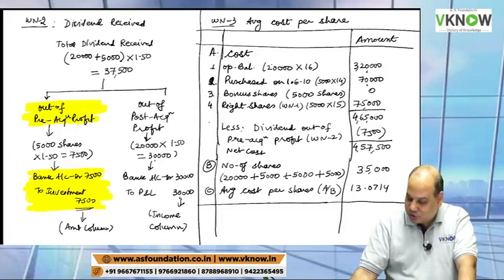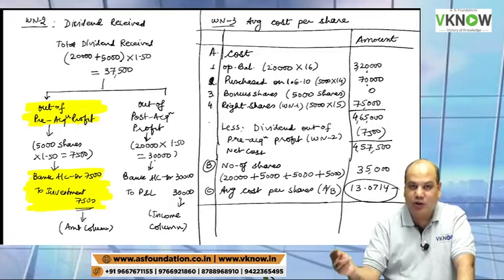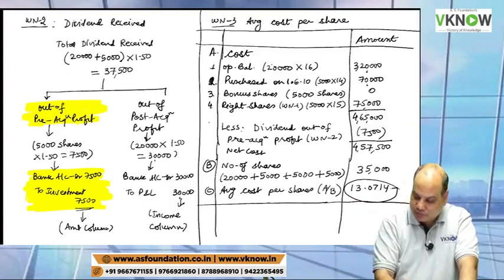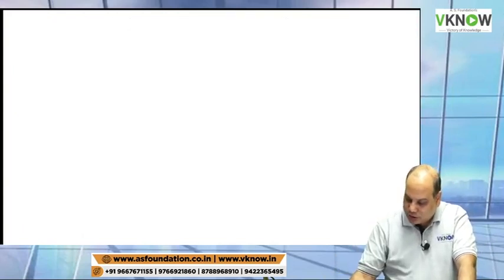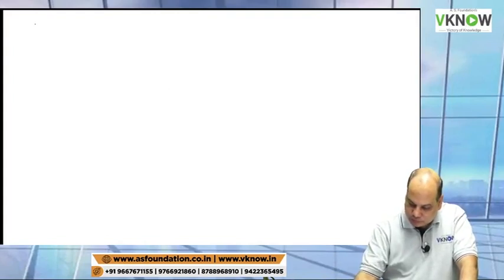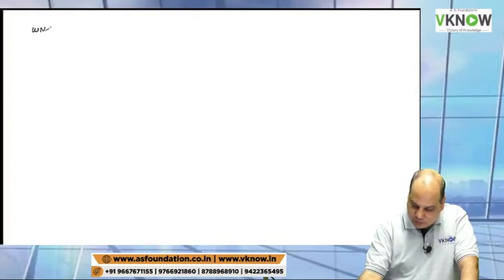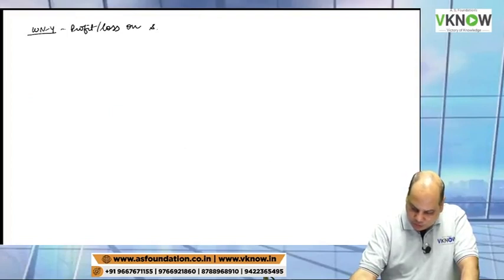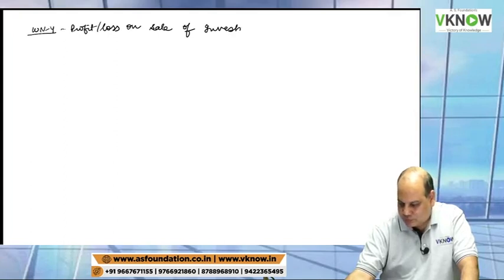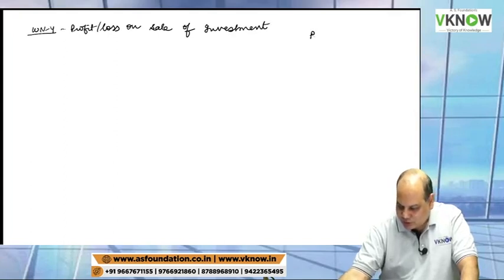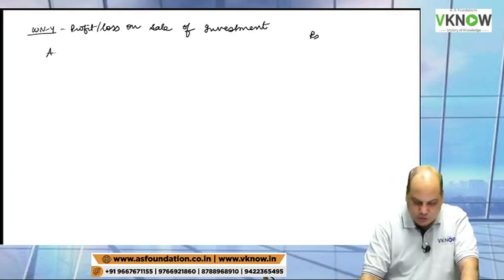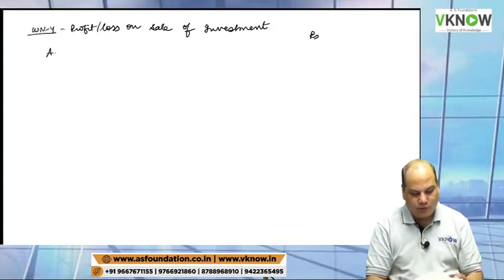Now this working note will help me in the next two working notes. So working note 3 is over. Working note 4, write down: profit or loss on sale of investment.